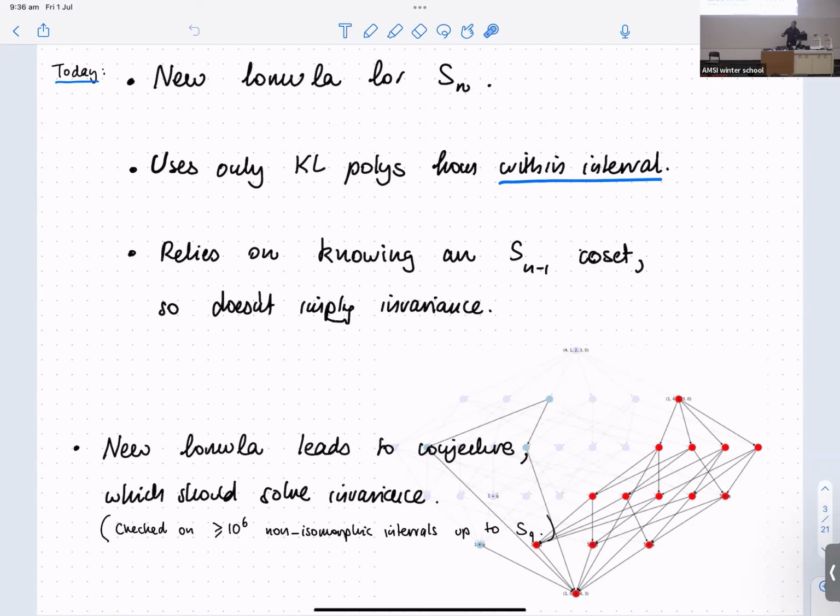So it only uses stuff within the interval. The cases of this that I can prove are when we look at our bottom vertex and we look at the S_{n-1} coset through that element. So we look at the orbit under S_{n-1} through that element and intersect it. That would give me the red dots in this picture. And in that case, the formula is proved. As I said, we cannot yet prove that for any decomposition, the formula is correct. And we've checked this on over a million intervals. So there's good experimental evidence.